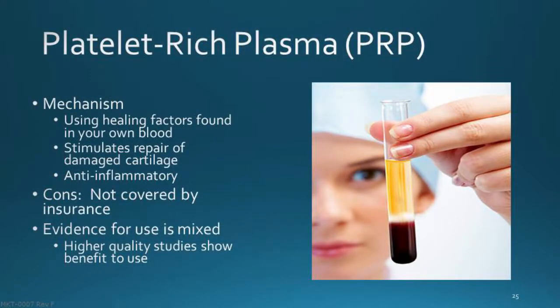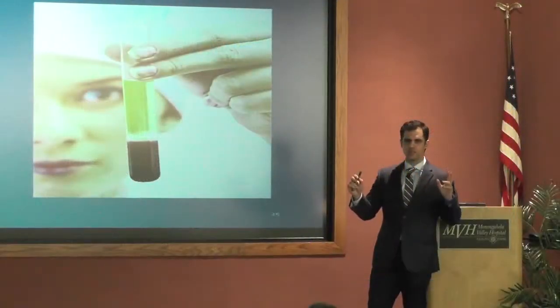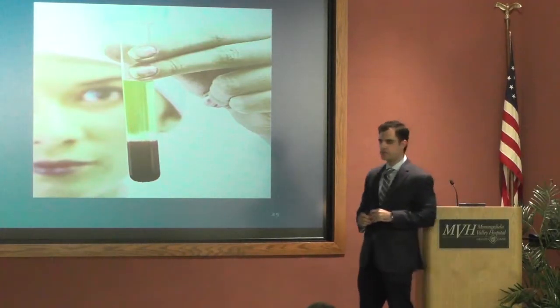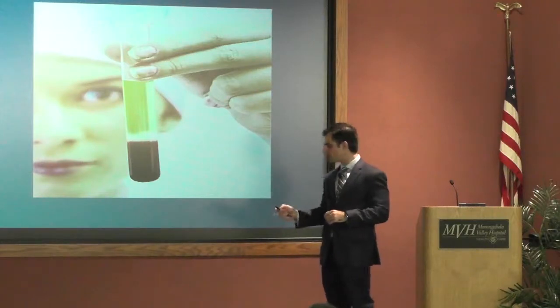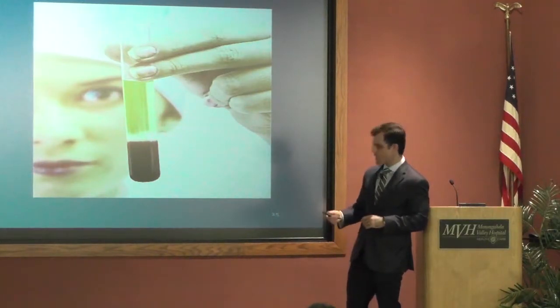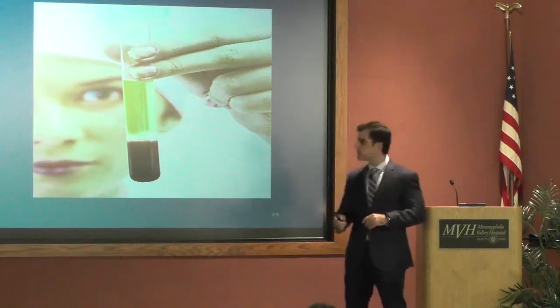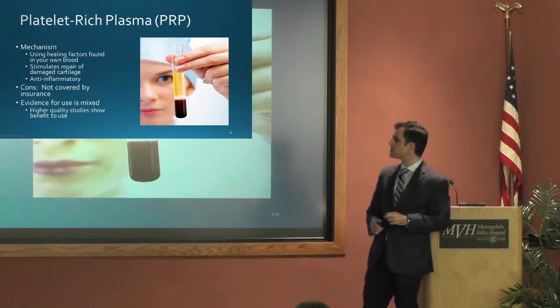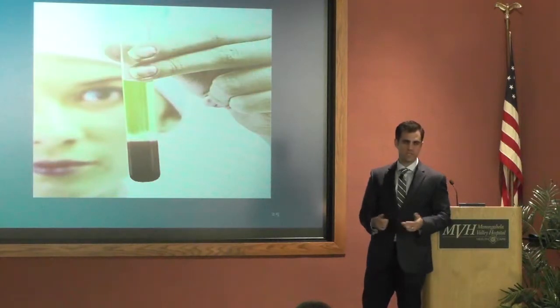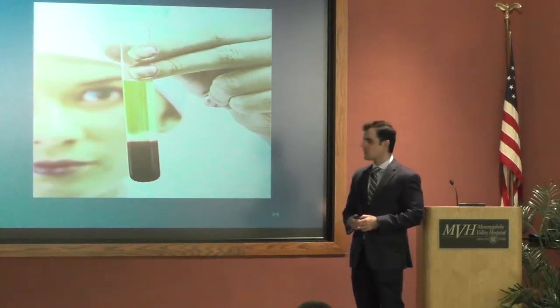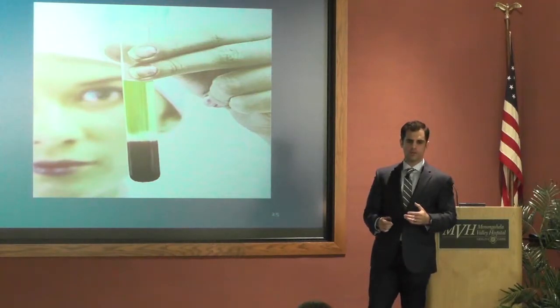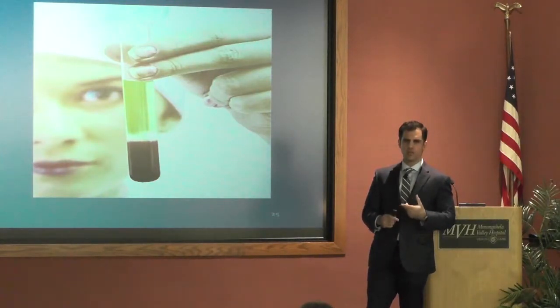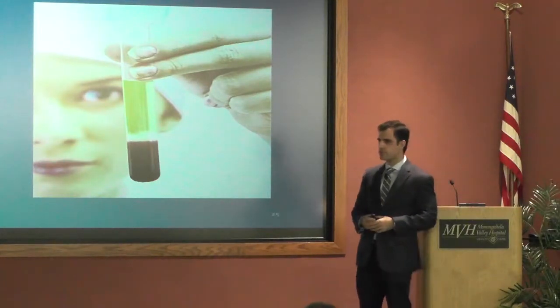Some newer type of injections is something called platelet-rich plasma. This is in the stem cell type treatments. It's taking the healing factors from your own blood and using that to inject into the joint. This stimulates repair of damaged cartilage. It's anti-inflammatory. The problem is it's not covered by insurance, so that's limiting for many of us. Although there's some work, especially by Highmark, from what I hear, they're working on trying to get this approved, so this can be a nice option in the future.